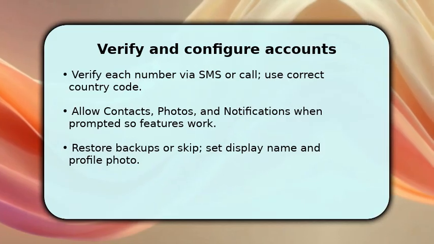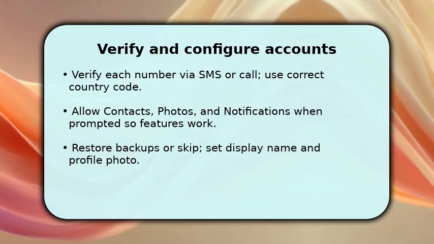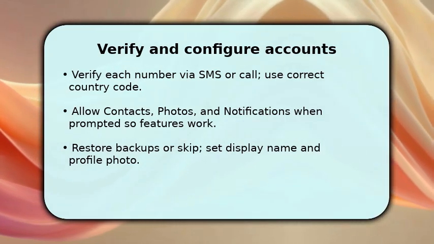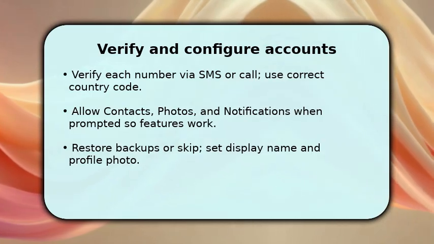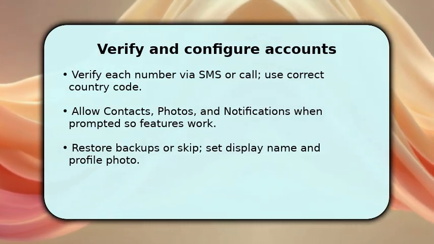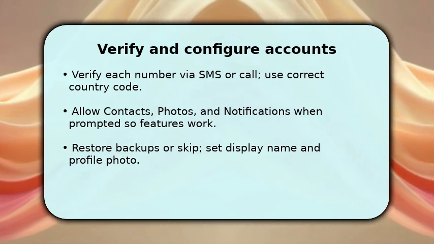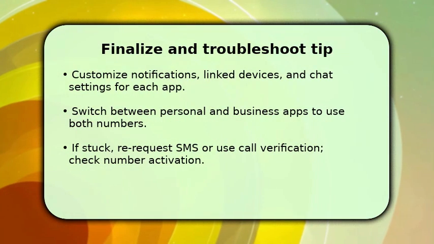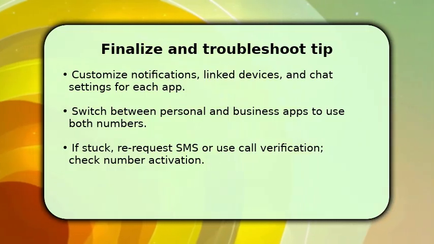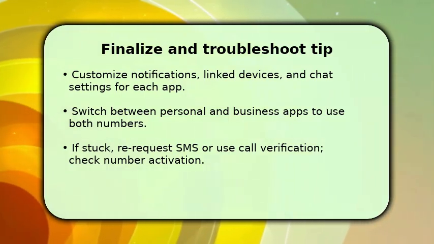Repeat the same flow in WhatsApp Business for the second number. Once both accounts are live, make sure notifications and permissions are configured for each app. Finish by tailoring settings. Set distinct notification tones and profile details so you can tell numbers apart quickly, and link devices under linked devices if you need WhatsApp Web.